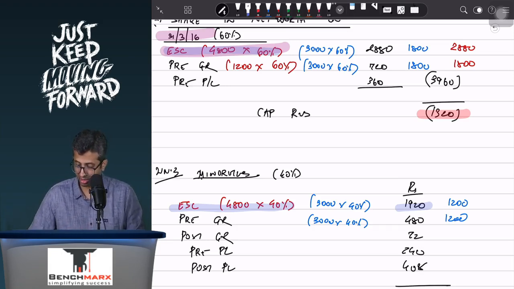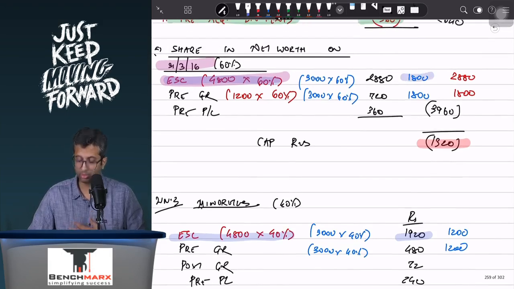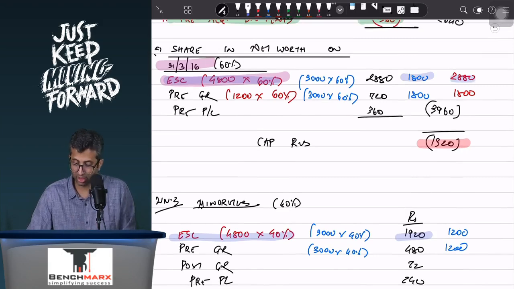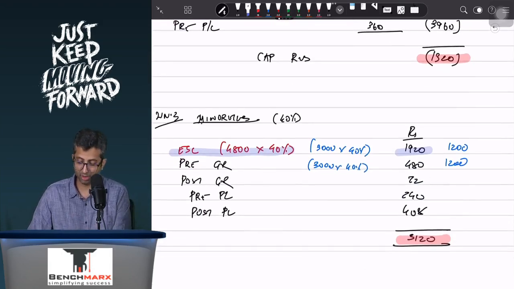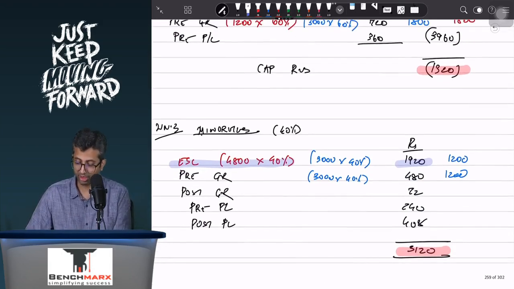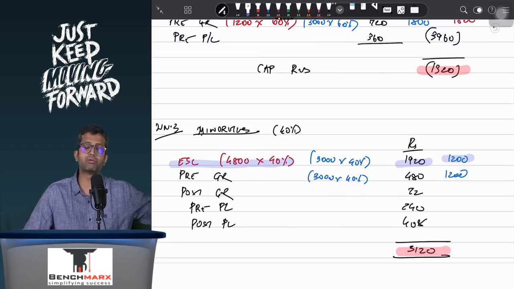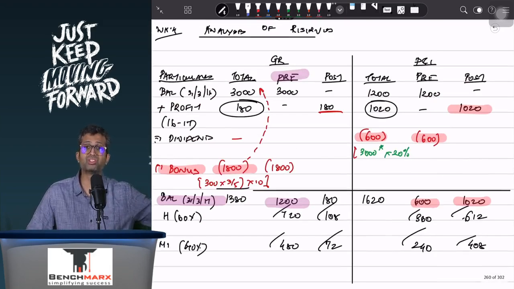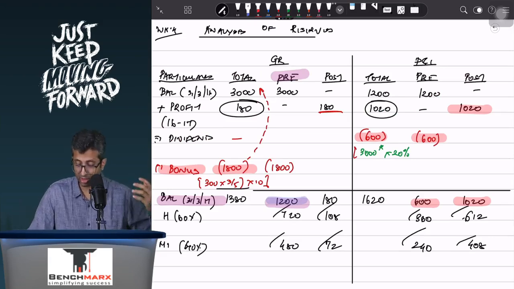So ideally 1800 should have come over here. Instead we have taken 2880. Similarly for minorities, 3000 was the then prevailing share capital into 40%, 1200 should have come over here. Instead we have taken 1920. However, if I go back, then what must be the general reserve existing on that date? Would the general reserve just be 1200? No, the general reserve would have been 3000.